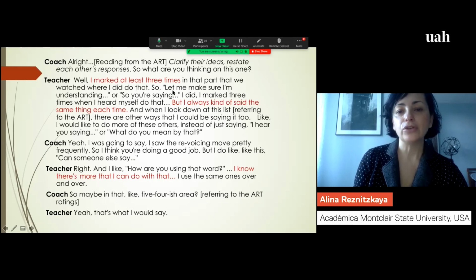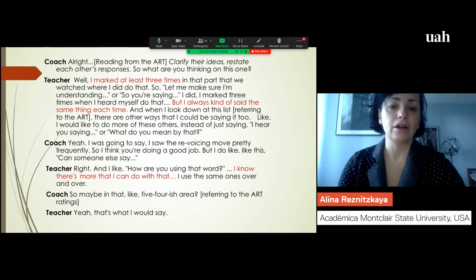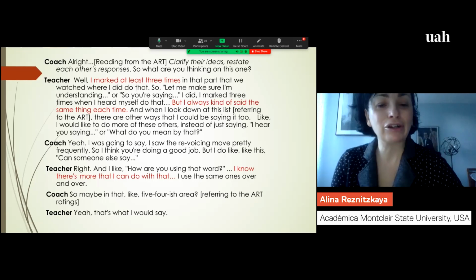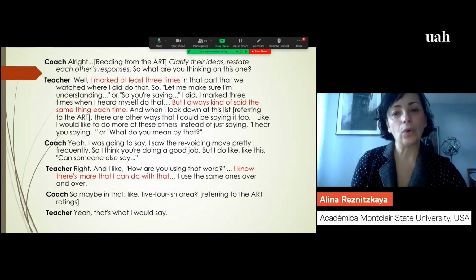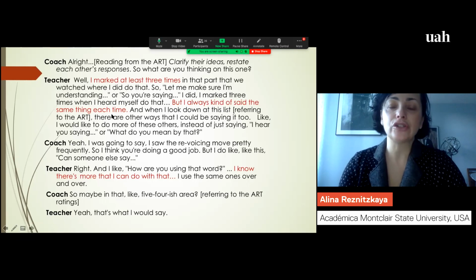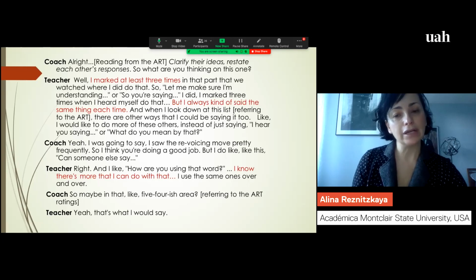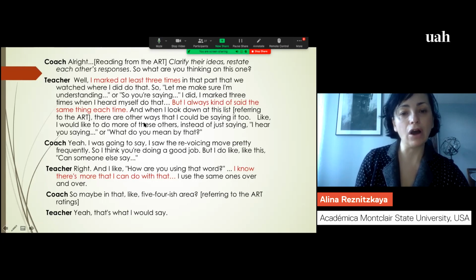So here the teacher is basically looking at her own practice in this very close, critical way, finding specific phrases that she used to address the issue of clarity. Then she said, I marked 3 times when I heard myself do that, but I always said the same thing each time. So now she's questioning her use of language and saying, maybe I could expand my repertoire of talk.